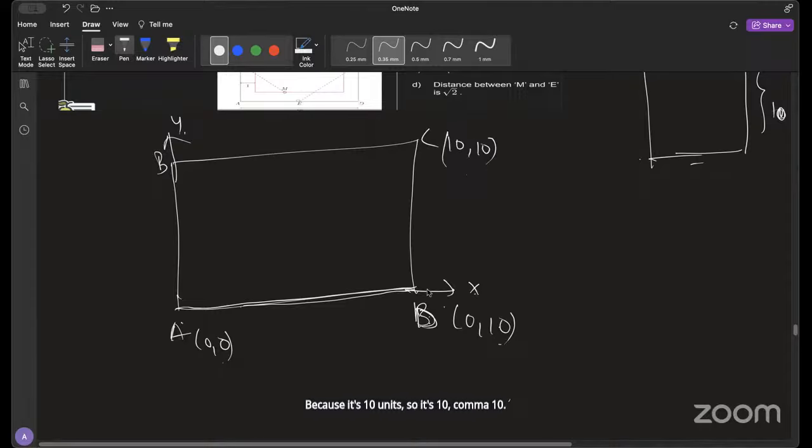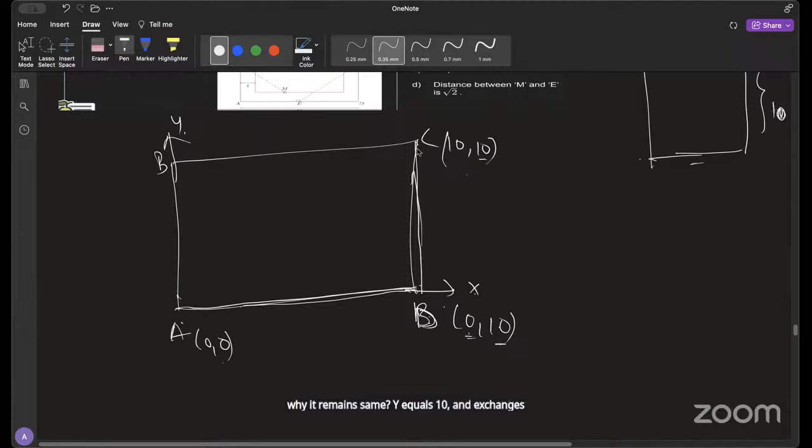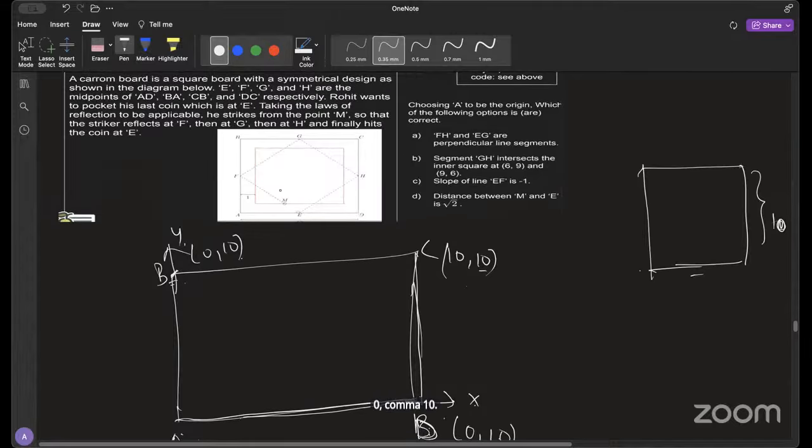Your y is kept constant here because this is a straight line parallel to the y-axis. So your x changes, but your y doesn't change on this line. So y remains the same, y equals 10, and x changes from 0 to 10. And what should be this coordinate? 0, 10. Okay, then. Did everyone read the question? I'll be asking the coordinates then.